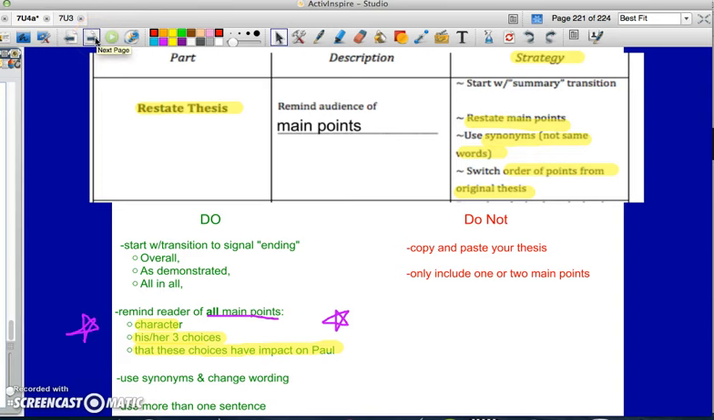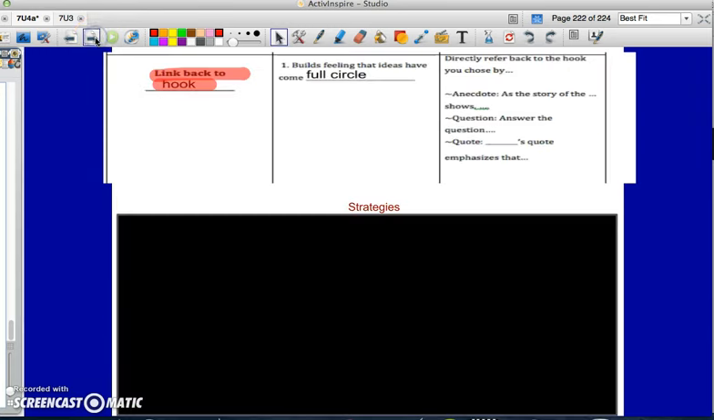The next thing that we're going to talk about in our conclusion paragraphs is the link back to the hook. And the goal of the link back to the hook is to build this feeling that your ideas are really thoroughly planned out, and then everything's coming to a closure in a full circle way. I have some strategies for you to directly refer back to your hook with both the question and the quote strategy, because in looking at a lot of your work, I don't think anybody chose the anecdote. But you can still use this strategy to refer back to your anecdote.